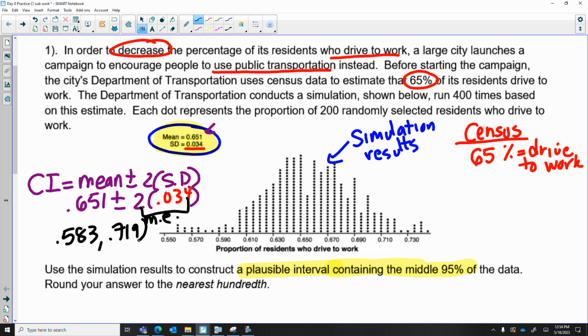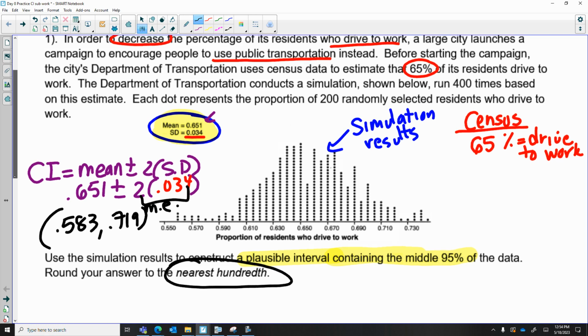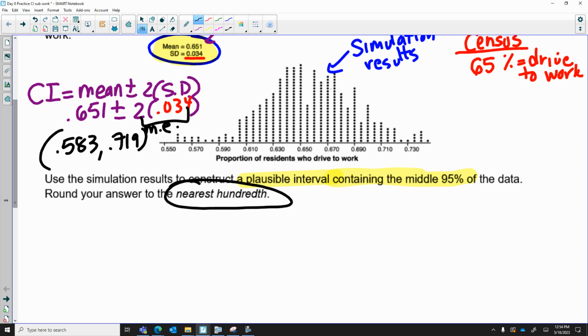Then what you want to do is look at the italicized words in the question and make sure you round appropriately, because you could get a point off on the Regents just for not rounding correctly. So we're going to get nearest hundredth, which is 2 decimal places. So that's going to be 0.58, comma, 0.72.